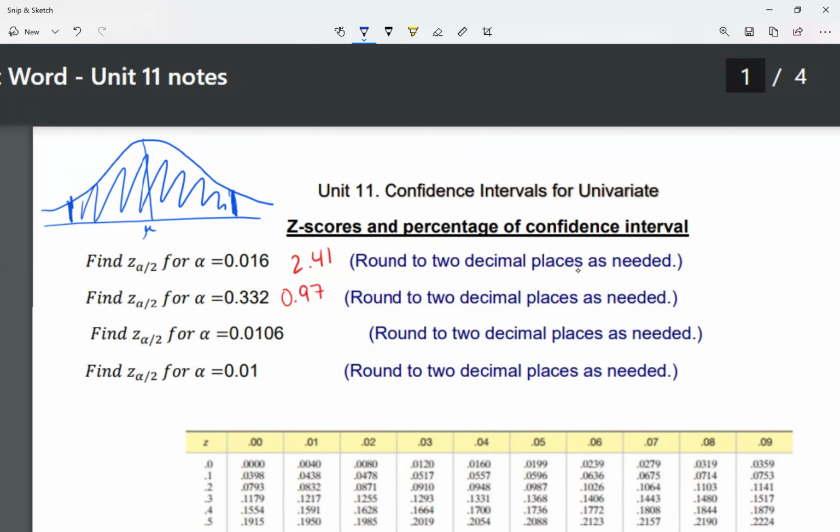My alpha here is 0.0106. But let me break that in half. I'm going to grab my calculator. 0.0106 divided by 2 is going to give me 0.0053. So I'm going to say this area right here is 0.0053.